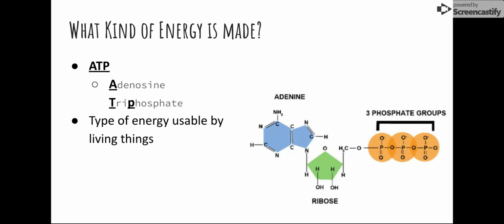Adenosine triphosphate. Type of energy usable by living things. The next video you're going to watch is on cellular respiration simplified.